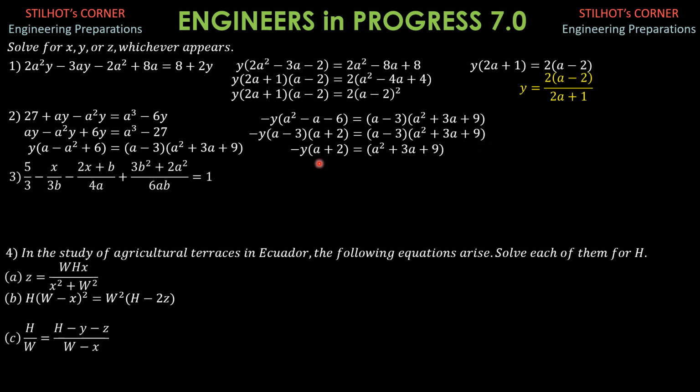Finally, we divide everything by negative a plus 2. So the value of y is negative quantity a squared plus 3a plus 9 over a plus 2. So negative quantity a squared plus 3a plus 9 all over a plus 2. For the next equation, we have the LCD, which is 12ab. Multiply everything by 12ab.